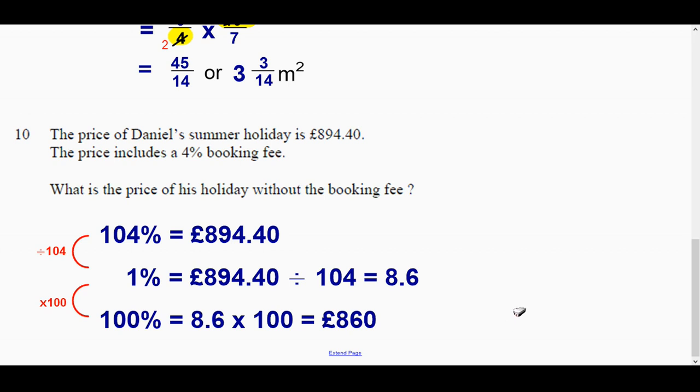Now to finish this off, I tend to check it and see if it makes sense, because it's a real life question, an applications question. So what is the price of the holiday without the booking fee? £860. With the booking fee, you'd expect it to be more, £894.40. Yep, that makes sense.